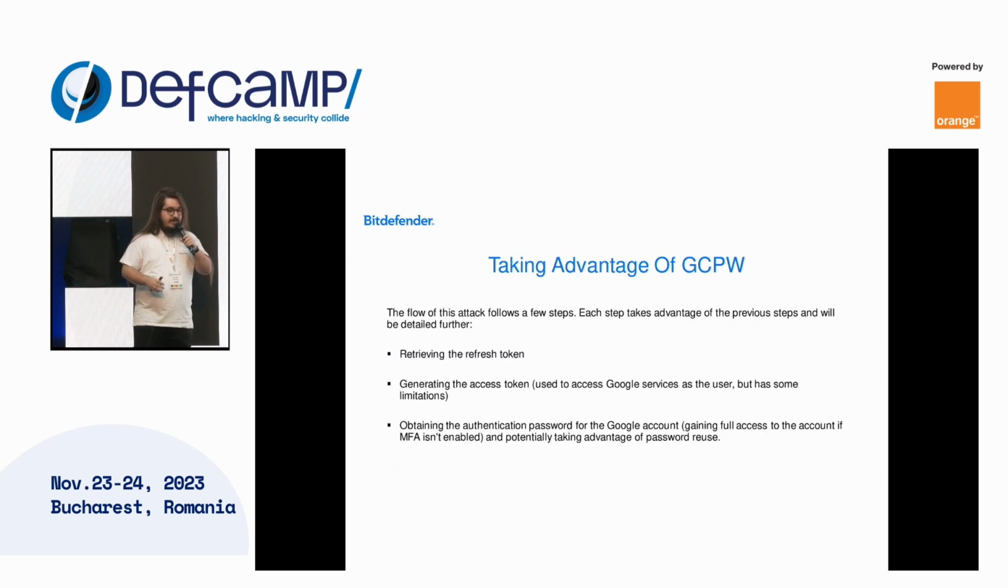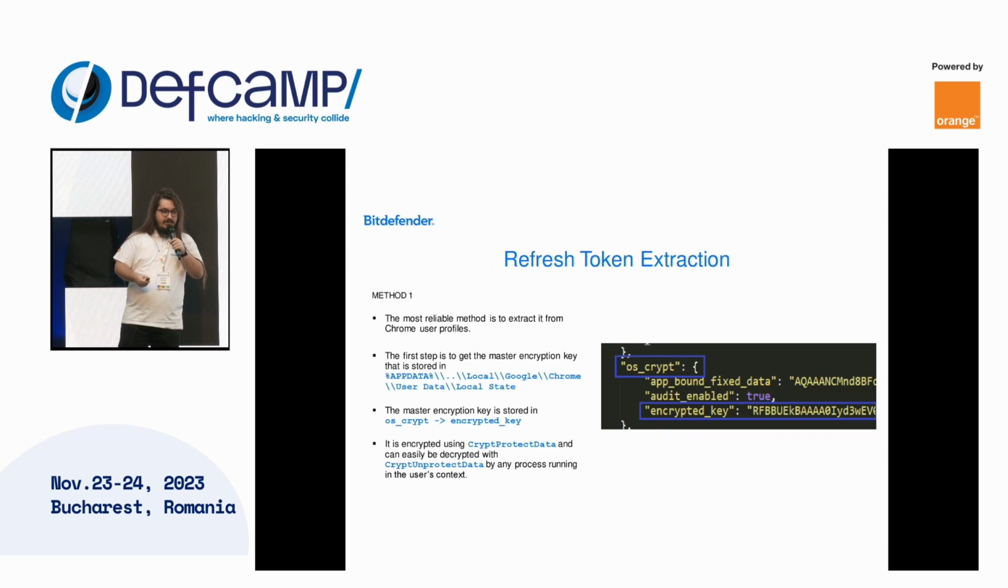All right, so let's see how an attacker could take advantage of this kind of system. Firstly, an attacker would need to retrieve the refresh token for the current user. Then, using it, they can generate access tokens for different Google services. And lastly, this specific kind of refresh token allows an attacker to retrieve the user's password and the user's decryption key for their password. Okay, so let's start with the first point. Extracting the refresh authentication token can be done in two methods.